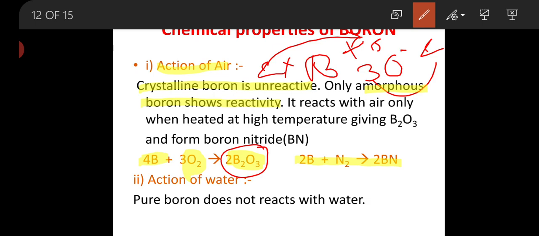Similarly, when boron reacts with nitrogen, boron has +3, whereas nitrogen has an oxidation number of -3.